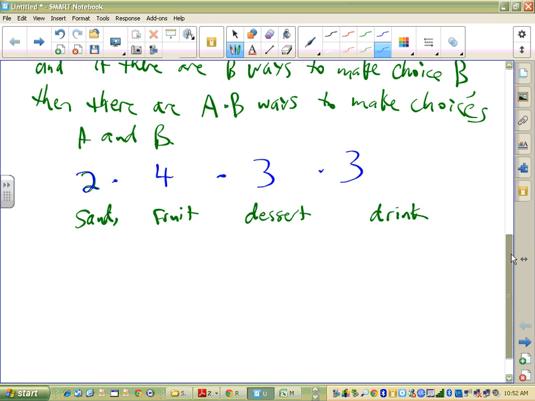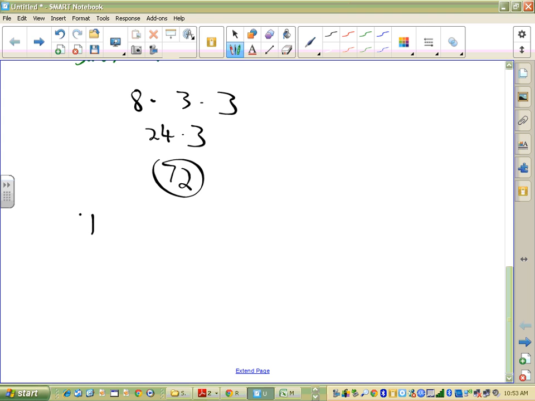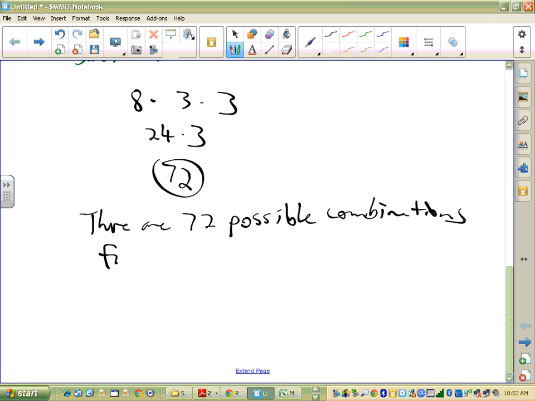So you might think, well, there's not that many choices. Oh, look at all the combinations there are. So we just multiply. How do you multiply? Well, 2 times 4 is 8. 8 times 3 times 3. 8 times 3 is 24. 24 times 3, it ends in a 2. Carry the 1, and I guess it's 72. So the best way to answer this is there are 72 possible combinations for lunch.